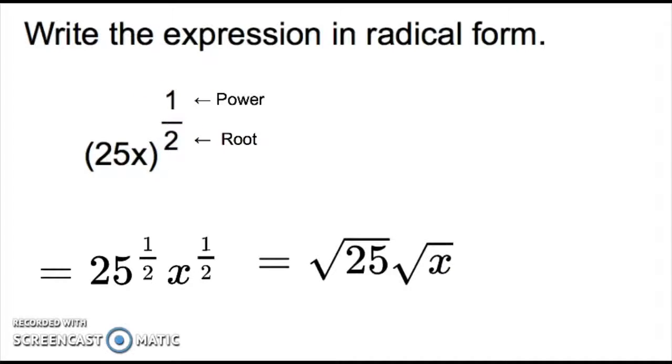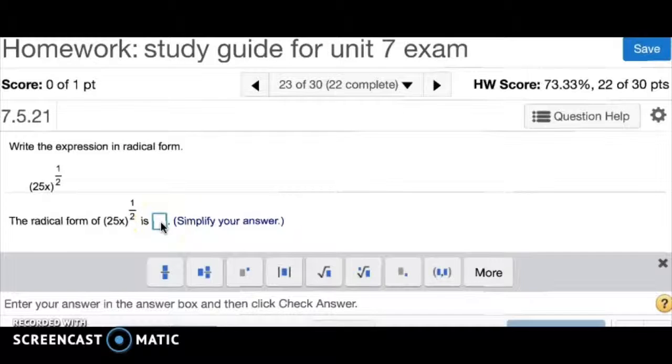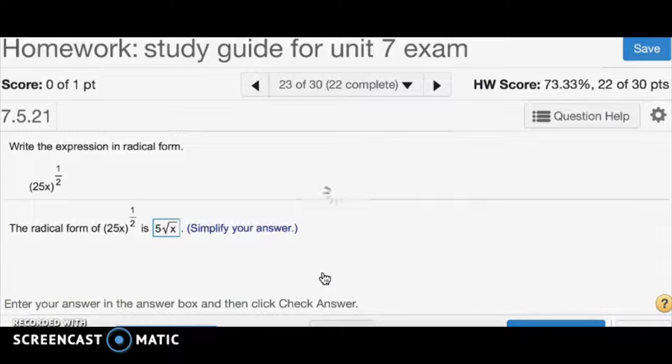So we have square root of 25 times the square root of x. Now the square root of 25 is 5. Square root of x, just leave it as square root of x. So my answer is going to be 5 radical x. So I'll type in 5 radical x for number 23.